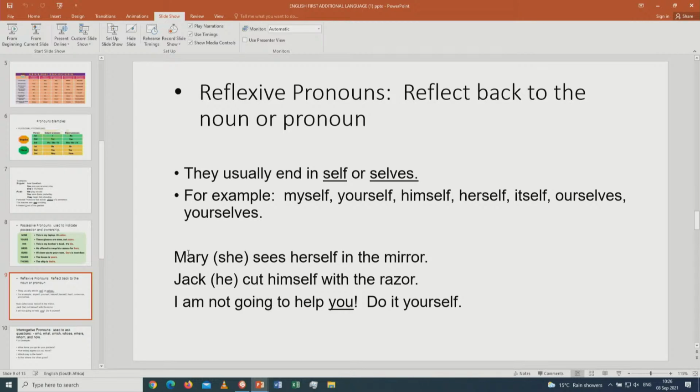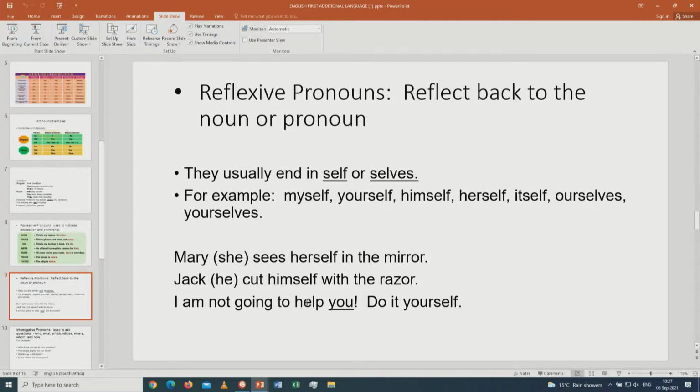Example in a sentence, when we refer to Mary, say Mary sees herself in the mirror. Herself refers to Mary, to she. Because she's a female, we use the reflexive pronoun herself. Mary sees herself in the mirror. Jack cut himself with the razor, because Jack is a he. It's a male, sorry. We use himself to refer to Jack. It reflects back to Jack.